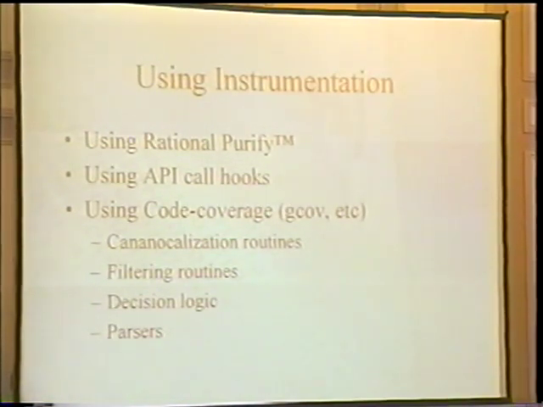Call hooks and code coverage are another way. If you want to know how effective your black box injection is, you should run a coverage tool and get numbers. Get the numbers based on all the canonicalization routines, all the filter routines, everything that's handling user-supplied input, anything that's handling protocol parsing.